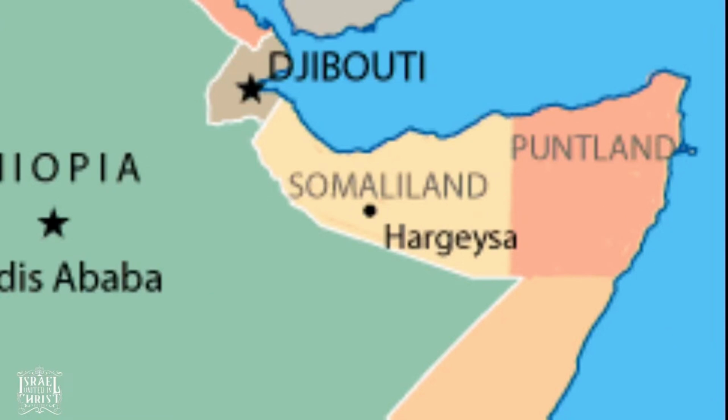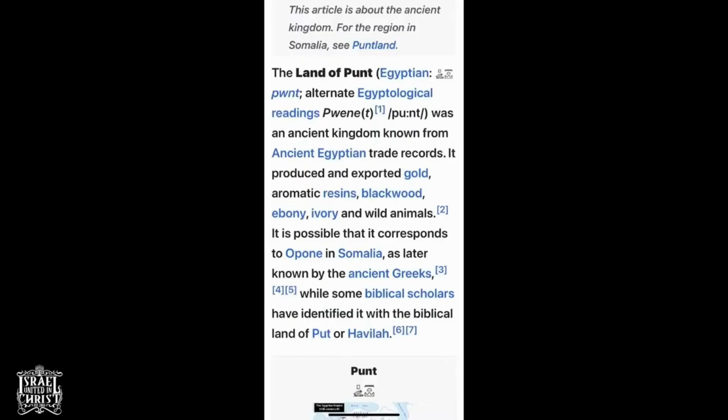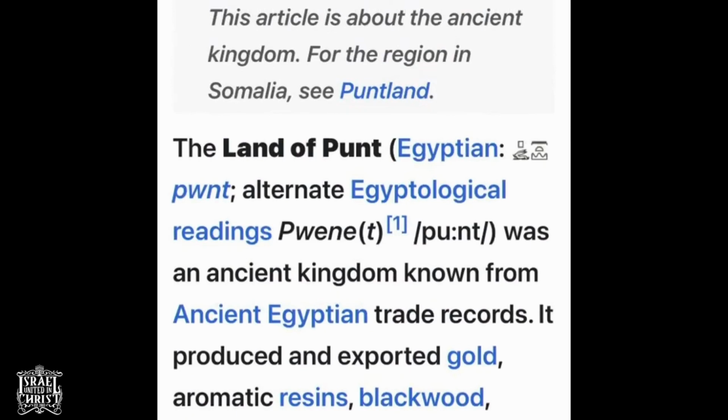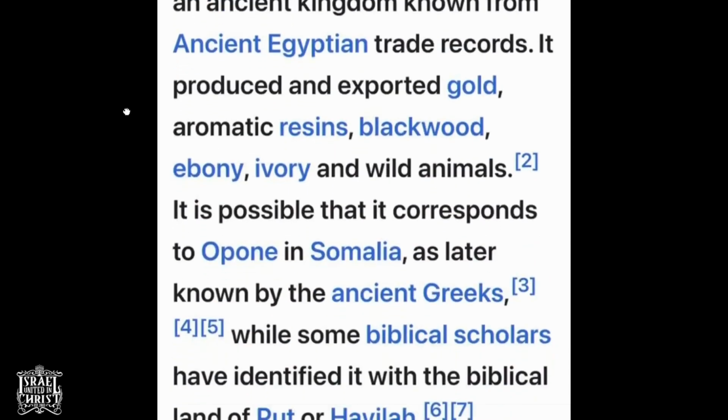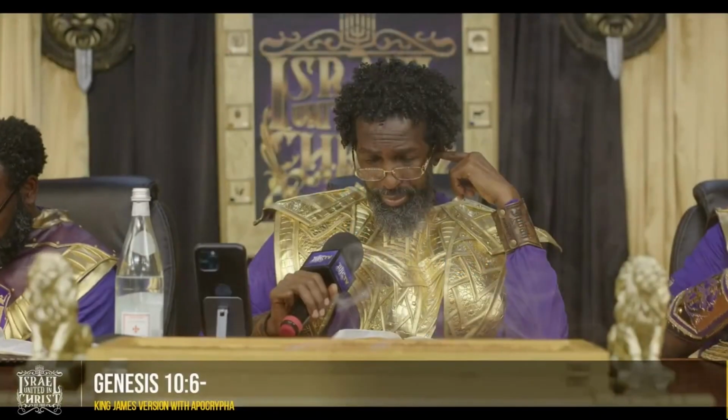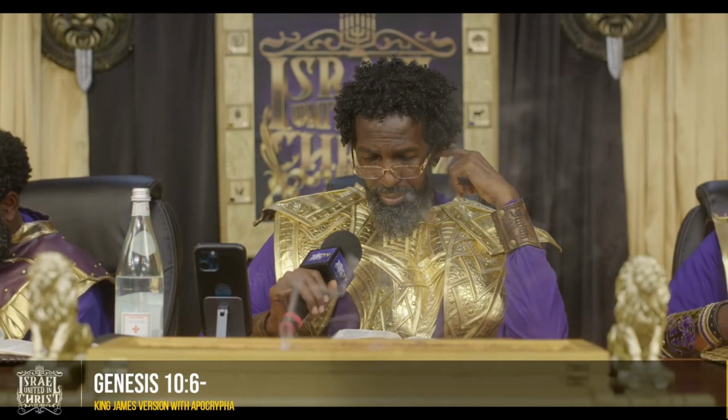Now give me the next one about the land of Punt. Zoom in closer. Read that, Big Red. The land of Punt, Egyptian Punt, was an ancient kingdom known from ancient Egyptian trade records. It produced and exported gold, aromatic resins, blackwood, ebony, ivory, and wild animals. It is possible that it corresponds to Opone in Somalia, as later known by the ancient Greeks, while some biblical scholars have identified it with the biblical land of Put or Havilah. Now, when we go back to Genesis chapter 10, look at verse 6 again: And the sons of Ham: Cush, and Mizraim, and Put, and Canaan.